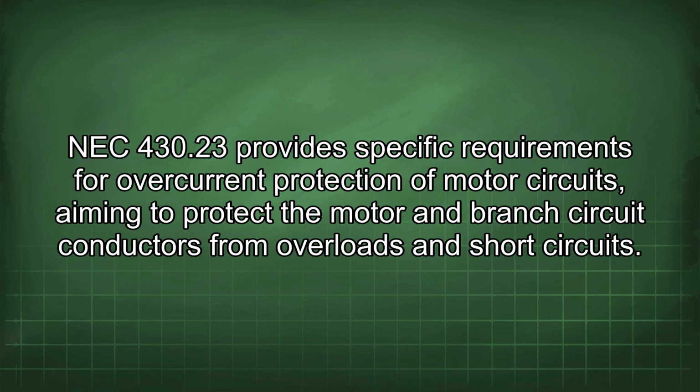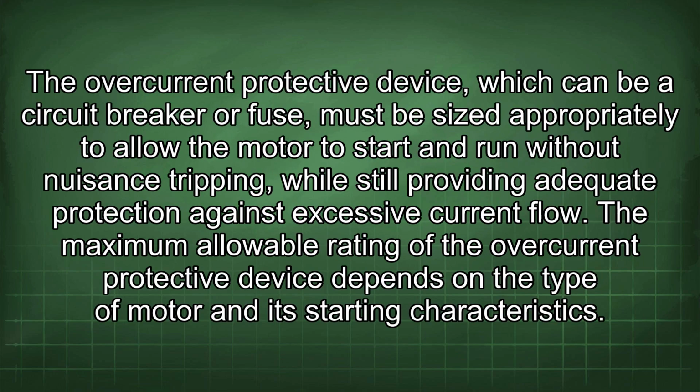NEC 430.23 provides specific requirements for overcurrent protection of motor circuits, aiming to protect the motor and branch circuit conductors from overloads and short circuits. The overcurrent protective device, which can be a circuit breaker or fuse, must be sized appropriately to allow the motor to start and run without nuisance tripping while still providing adequate protection against excessive current flow. The maximum allowable rating of the overcurrent protective device depends on the type of motor and its starting characteristics.